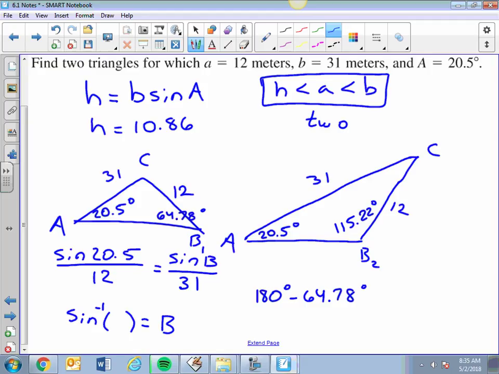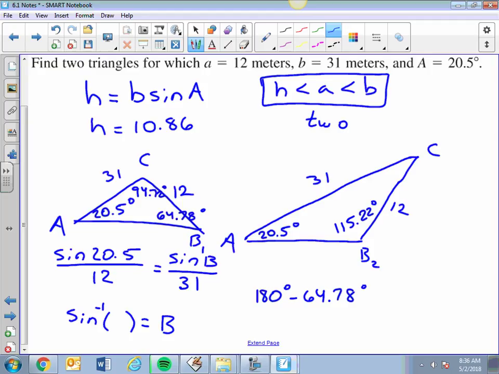Okay, so angle C, not side C. But now I can figure out the angle on the left side, and then I can figure out what it is on the right side triangle. So if I figure out the left side one, I'm just going to subtract these two off quick. So we have 180 minus 20.5 plus 64.78. All right, so I get 94.72. So this would actually be an obtuse triangle as well. And then if I do it on the right side, I get 20.5 plus 115.22.